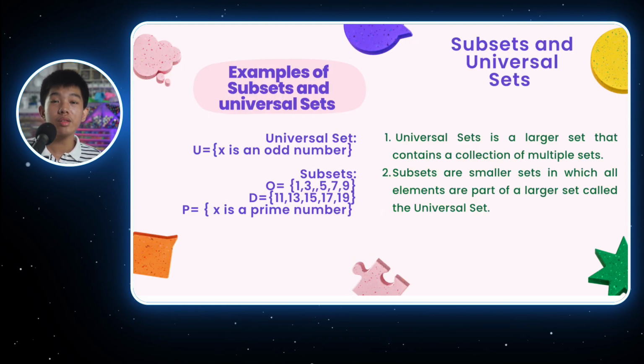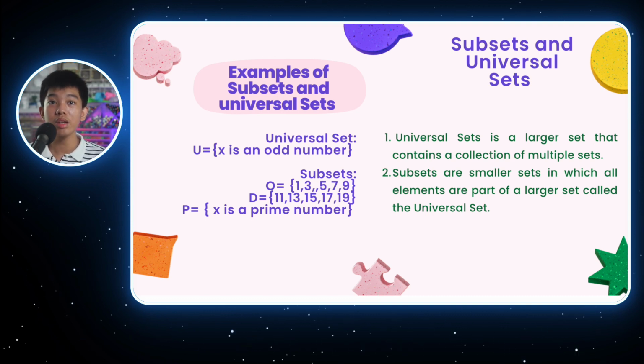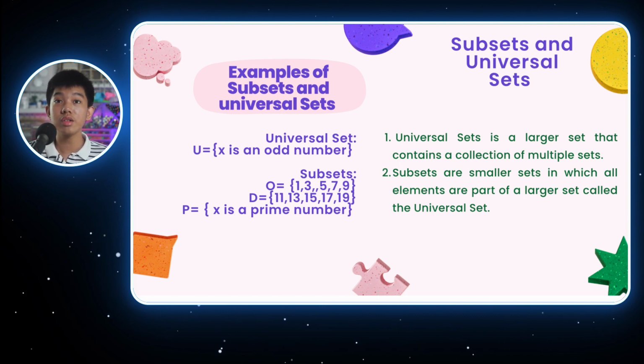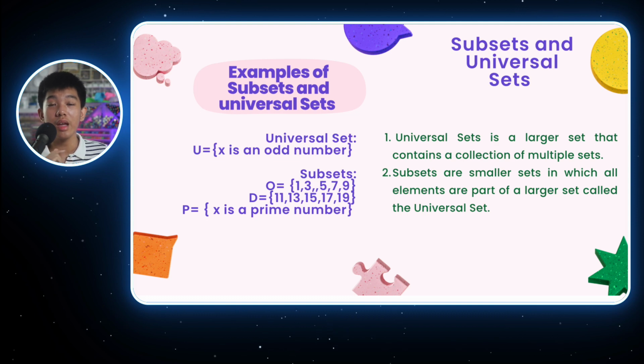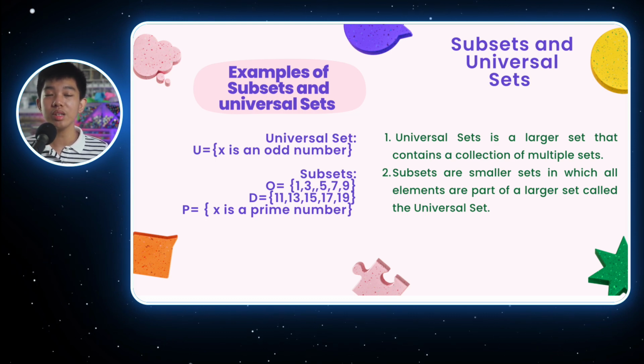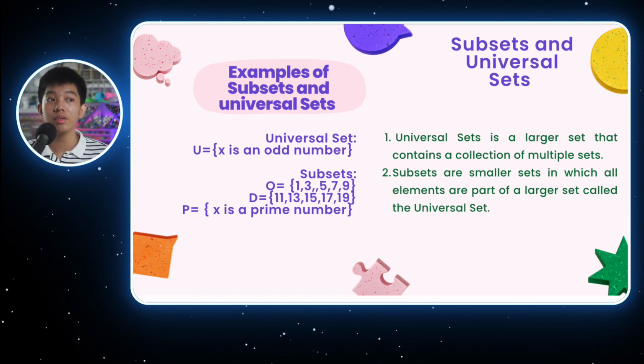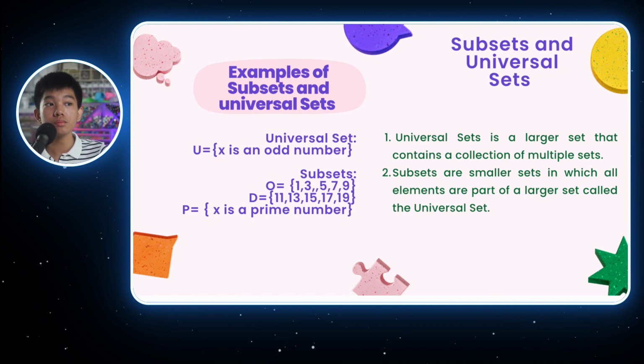Next up is subsets and universal sets. A universal set is basically a very large set that contains smaller subsets. And subsets are sets that contain the elements that are part of the universal set. For example, U here is basically any odd number, while the subsets O, E, and P all include odd numbers like 1, 3, 5, 7, and 9.